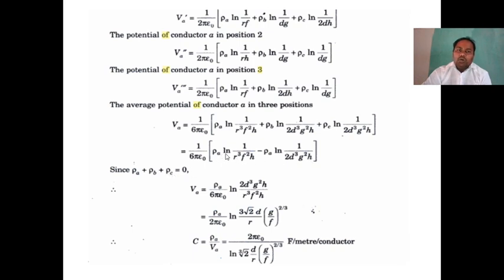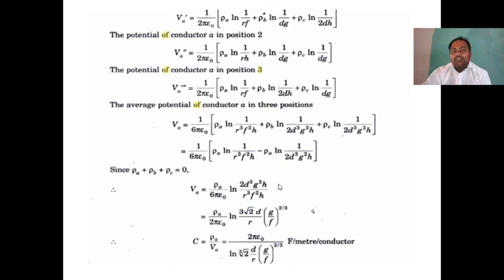That becomes rho A log 1 by R cube F square H minus rho A log 1 by 2D cube G square H, in log A minus log B form. Writing the formula, we get VA is equal to rho A by 6 pi epsilon naught log of 2D cube G square H over R cube F square H. We can split that into 1 by 3 into rho A by 2 pi epsilon naught. Here the 1 by 3 becomes the whole power 1 by 3.